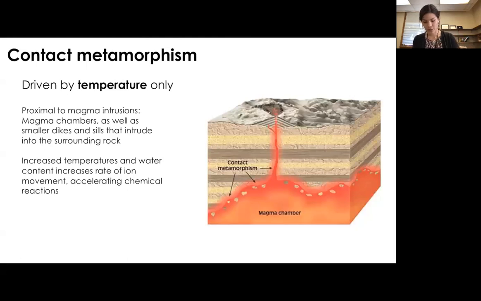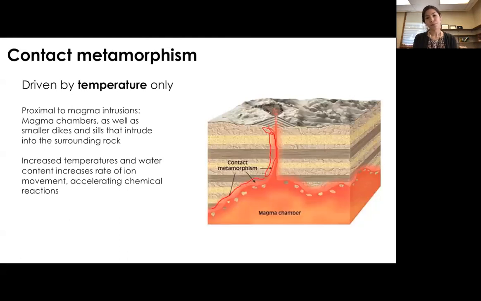So the rocks that surround the magma chamber, as well as the rocks that surround any dikes or sills that come up from that magma chamber, are all going to be subject to contact metamorphism. This is going to work through increasing temperatures, which will act along a gradient. You have something hot, it's going to want to diffuse out around it to spread that heat out. And so that heat is going to travel through the surrounding rocks and alter their conditions and alter their mineral assemblages.